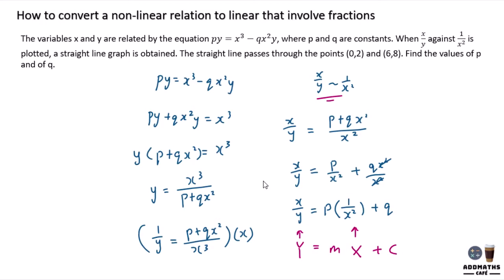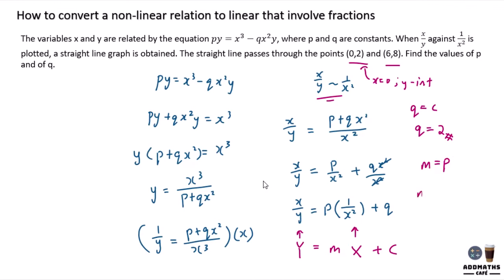And you also say that the straight line passes through points 0, 2 and 6, 8. So you know that this passes through y when x equals 0. It will be your y-intercept. So the y-intercept is your q here, and your q here will be equal to 2. And you know your gradient is equal to p.